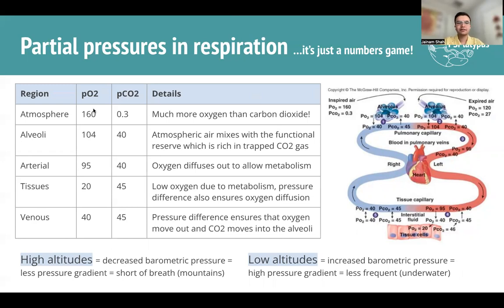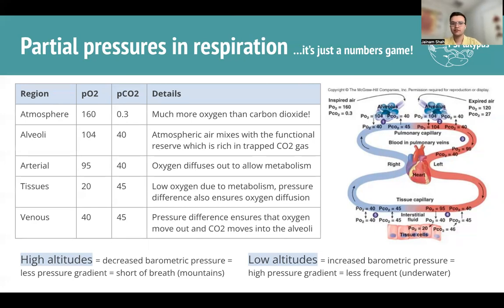So I've put the numbers here into a little table. By no means do you actually have to memorize these, but as a concept, it's just good to realize what some of these numbers generally can look like. In the atmosphere, you've got your oxygen being quite high. So it's 160, all in millimeters of mercury. And then you've got carbon dioxide being quite low, at 0.3. When you come through to the alveoli, the atmospheric air that you're breathing in will mix with the functional reserve that's already trapped within your lungs from your previous breathing.